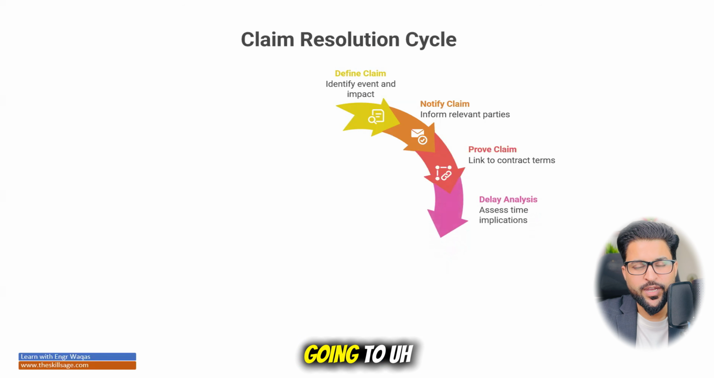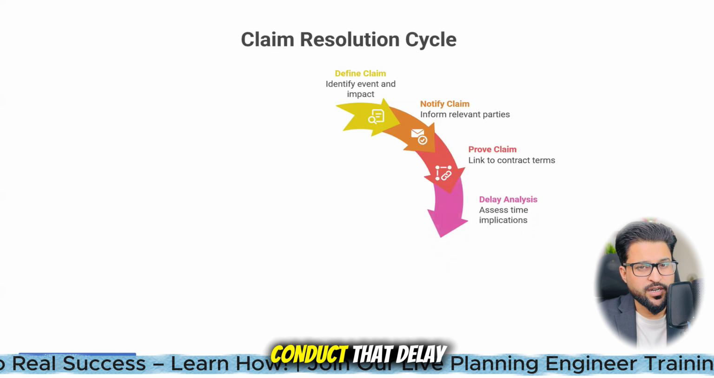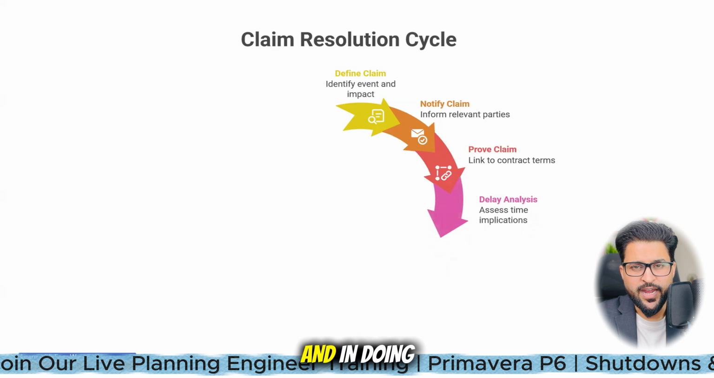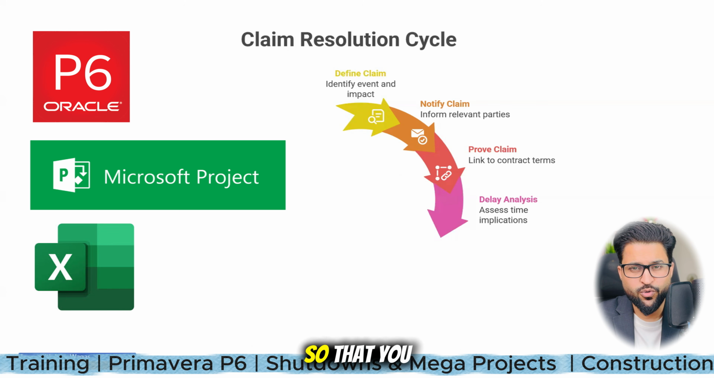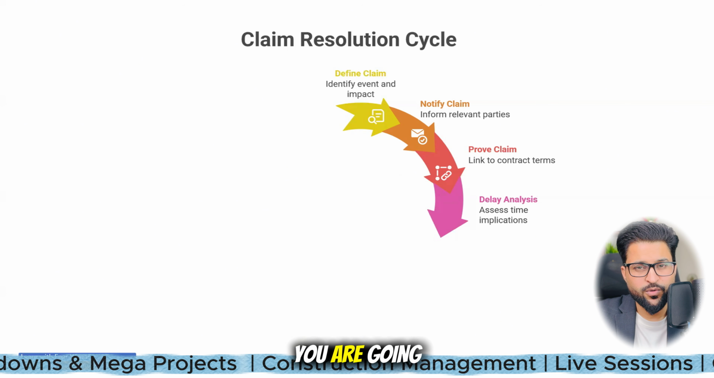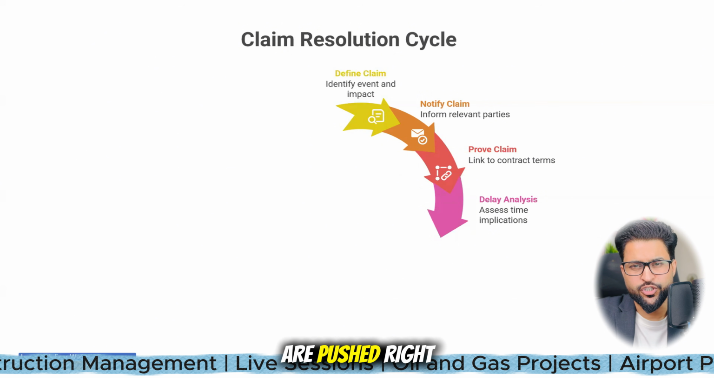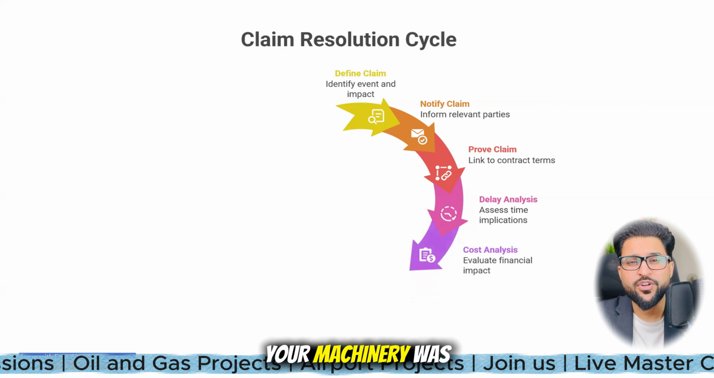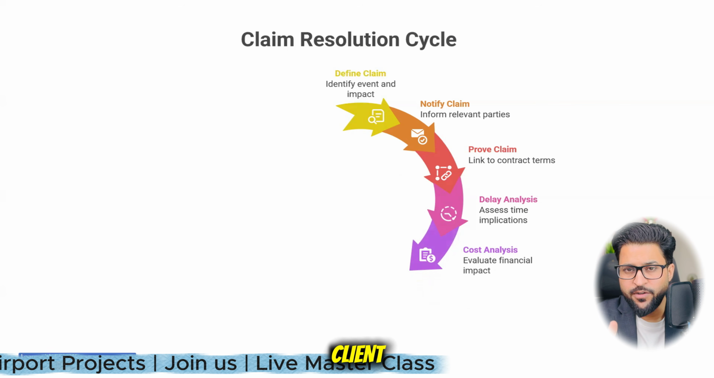After that you are going to see the impact on time and the impact on cost. You are going to conduct the delay analysis, using different kinds of methodologies and different kinds of software, like Primavera P6, Microsoft Project, and Excel, so that you can prove your delay, right? So through delay analysis you are going to give the evidence of how much your planned activities are pushed. And after that, cost analysis: how much time your machinery was idle on the site and you were not responsible. The designer was responsible, or the client was responsible.